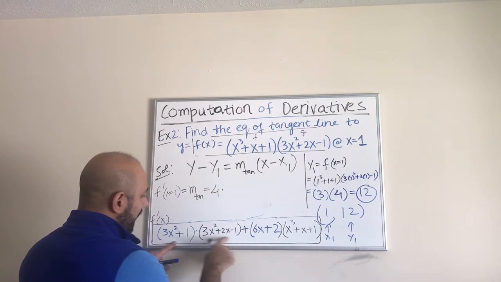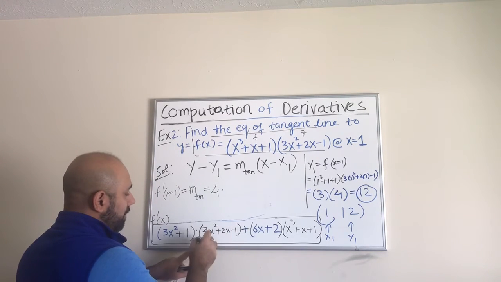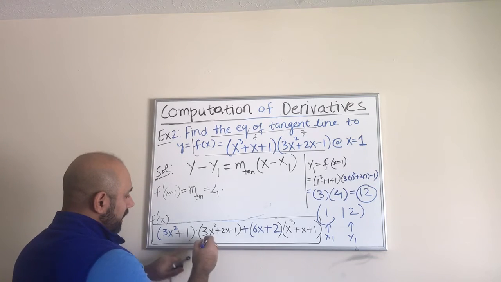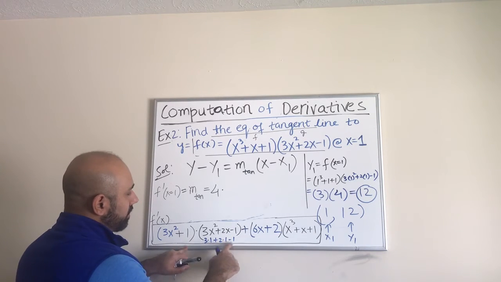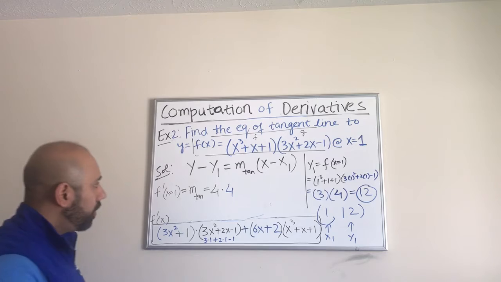Times, let us see what this adds up to. Guys, 3 times 1 squared is 3 times 1, plus 2 times 1, minus 1. So 3 plus 2 is 5, minus 1 is 4. So this is still 4.